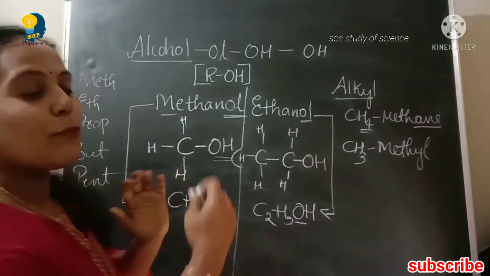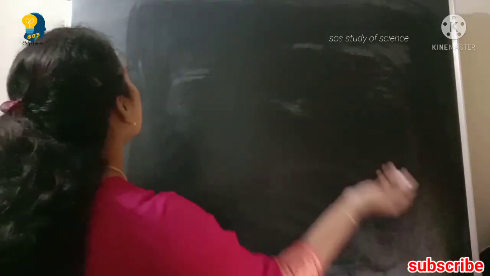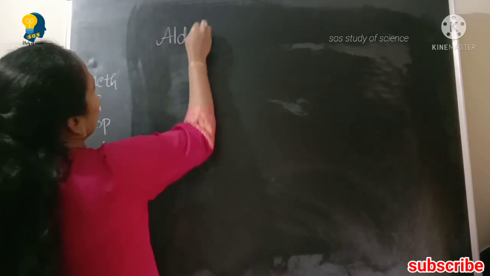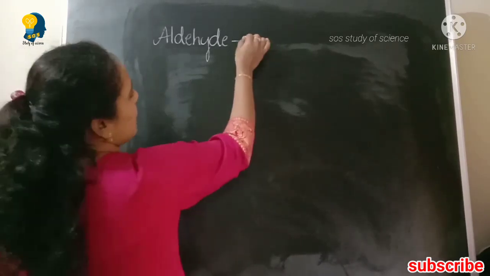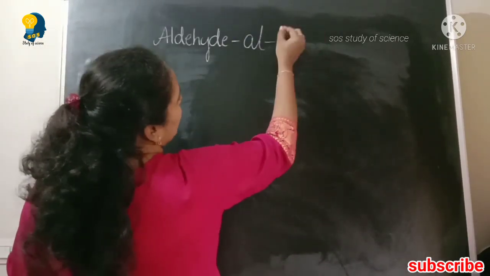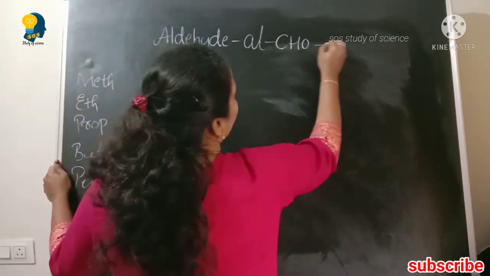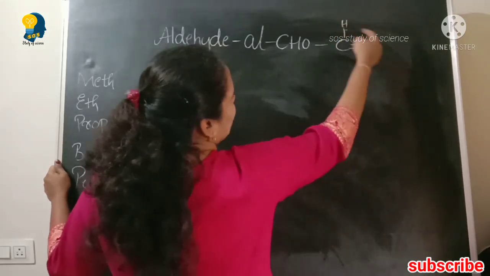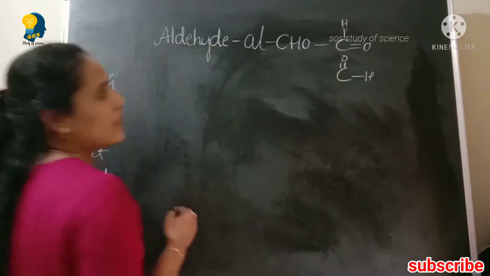Okay, so now let us move forward to understand the next functional group, that is the aldehyde. Let me write aldehyde. So this aldehyde is denoted in the name part as "al", and in the molecular formula it is CHO. In the structural formula it is like this, CHO. Like this also you can write CHO. So both are correct.